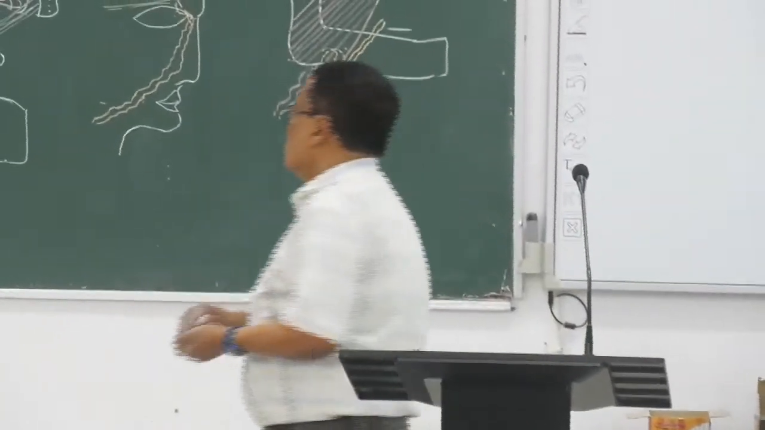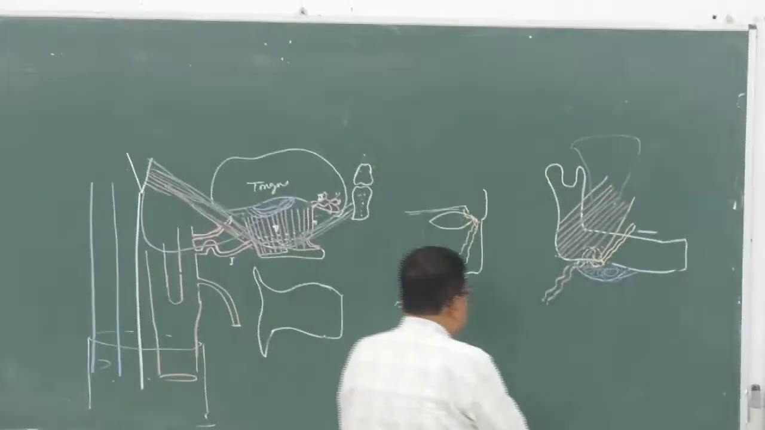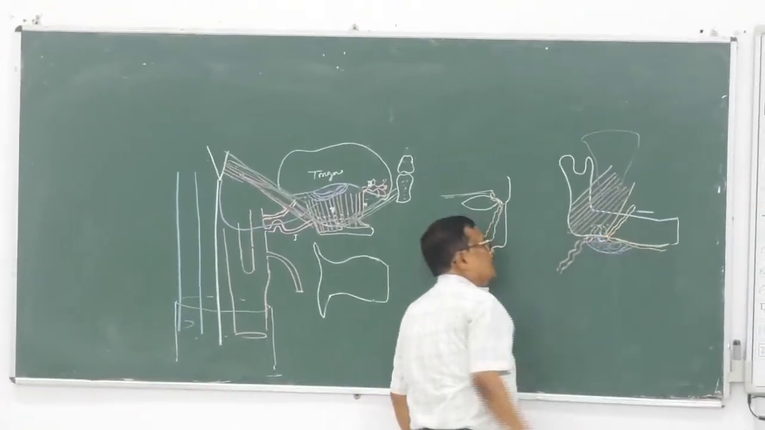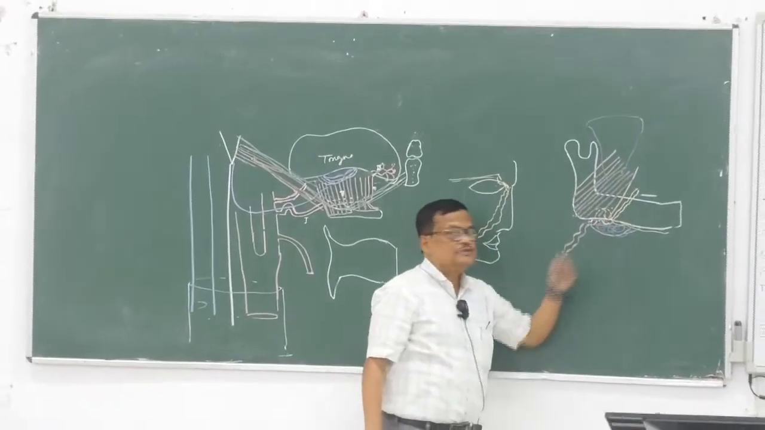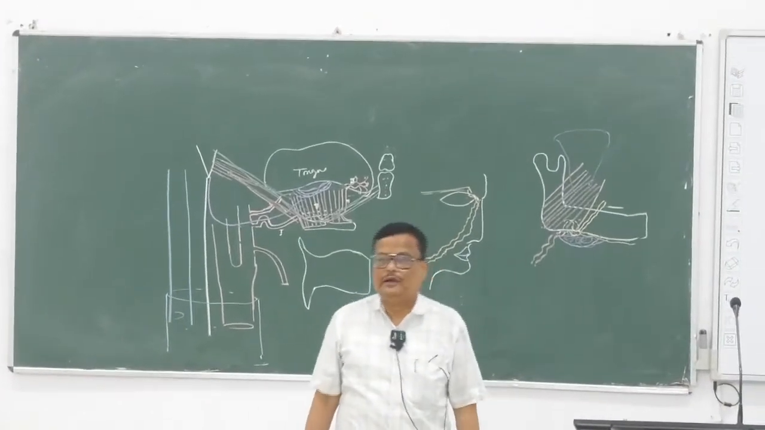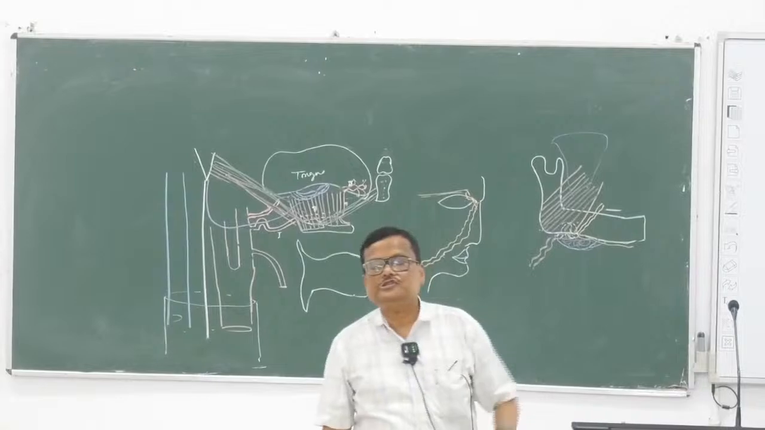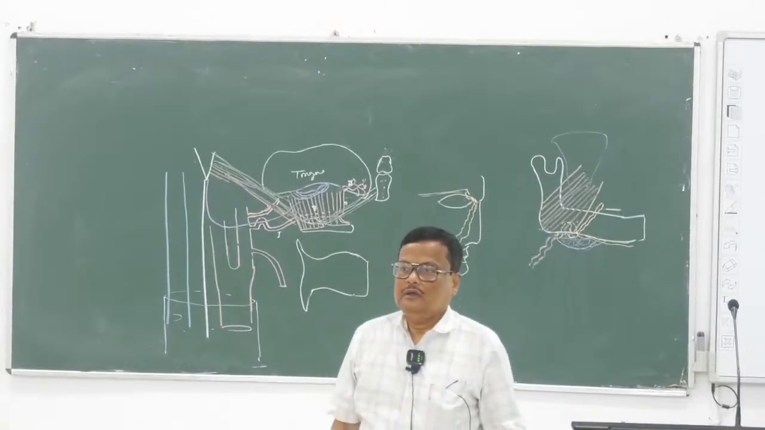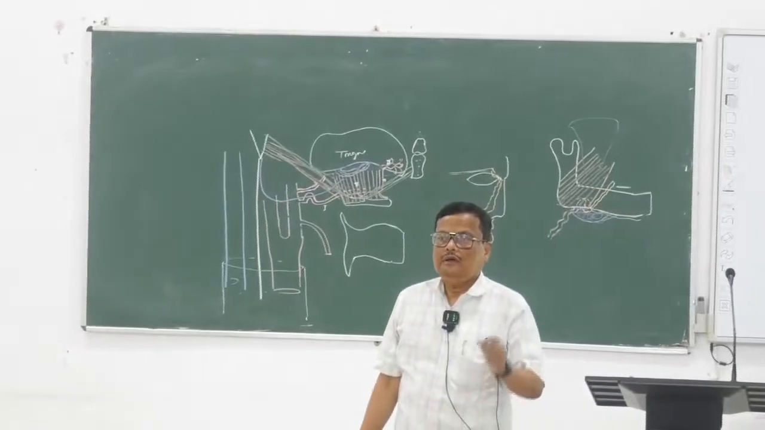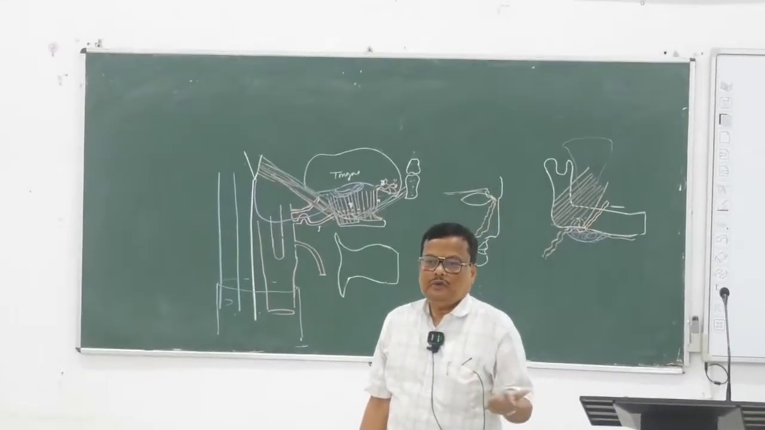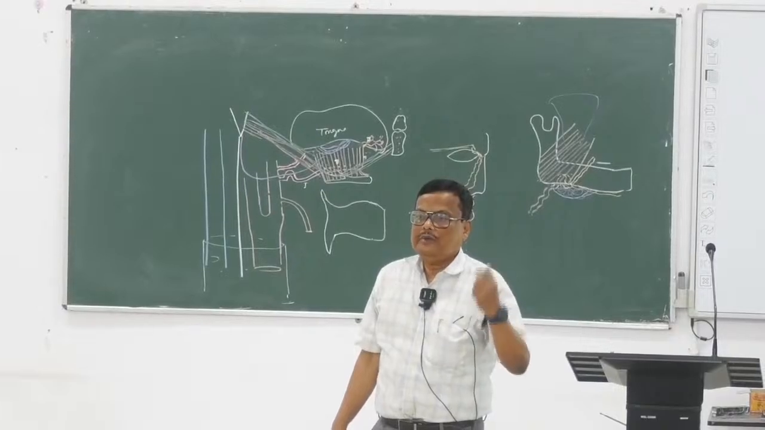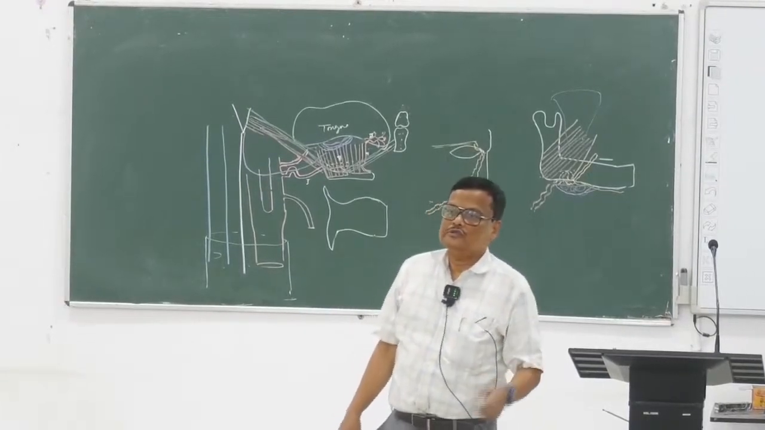And an important branch is present here, known as the superior mental artery. Plus it gives glandular branches to the submandibular gland. So these are the branches in the neck or cervical part of the facial artery: ascending palatine artery, tonsillar artery, superior mental artery, and glandular branches.